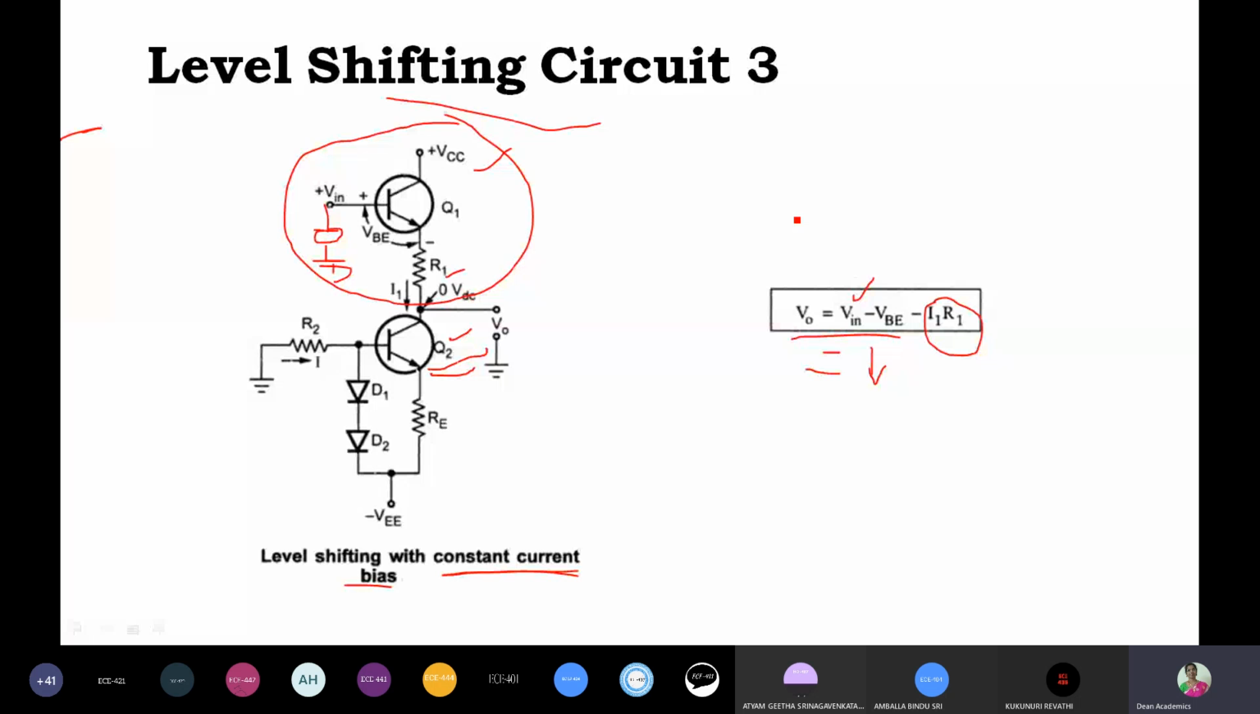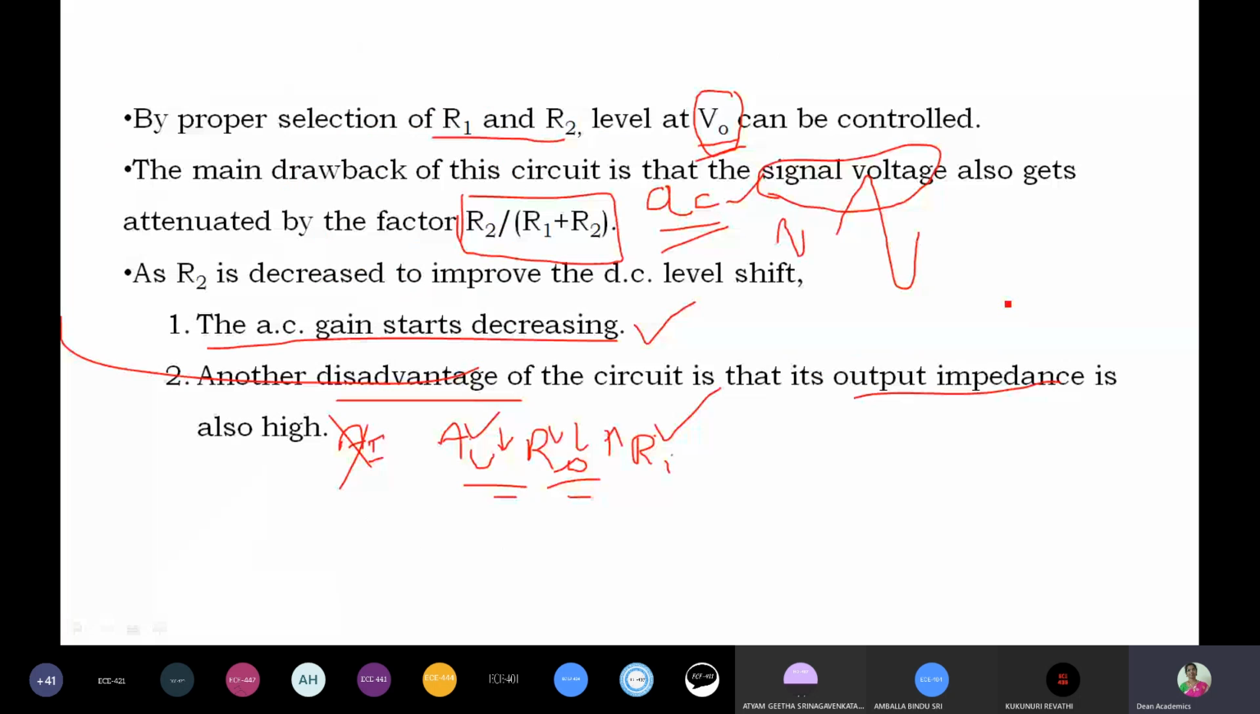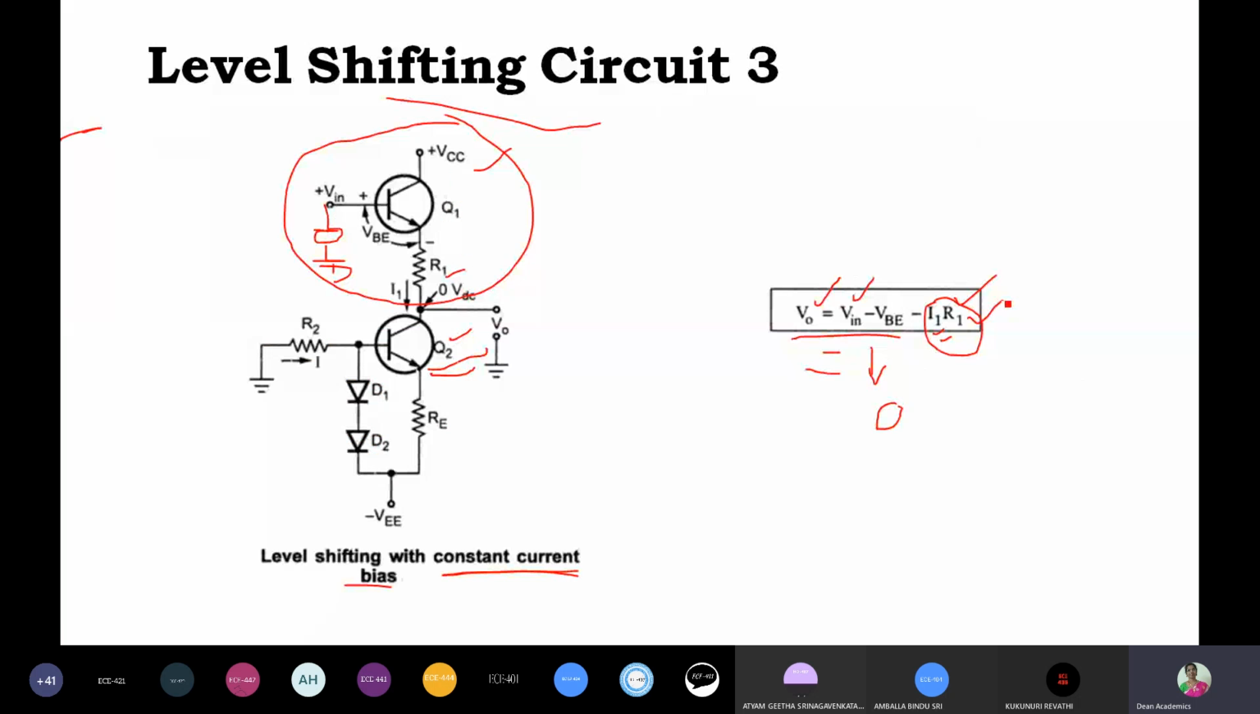Our aim is to make V naught 0, right? But not exactly 0, we are trying to pull it down. So by proper selection of R1, allowing I1 the required value, this arrangement makes V naught 0. With the previous arrangement it is also possible, but there the gain is decreasing and the output impedance is increasing. Here there are no such disadvantages. That is one advantage of this level shifting circuit.